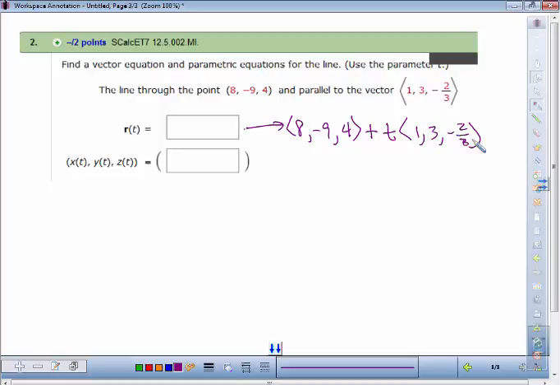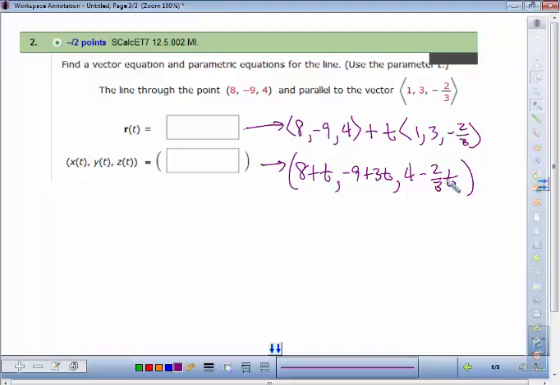And then if you want to break that up into different components so that you can identify the parametric equations, you can just get the first component together. That would be 8 plus 1t. That's the x component. The y component would be -9 plus 3t. And then the z component would be 4 minus 2/3 t. I think that should be good.